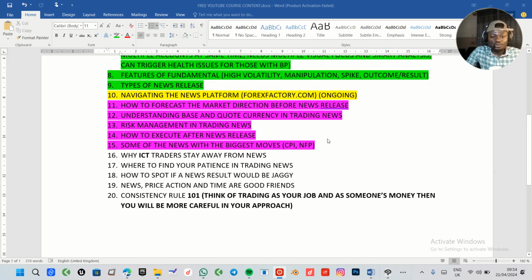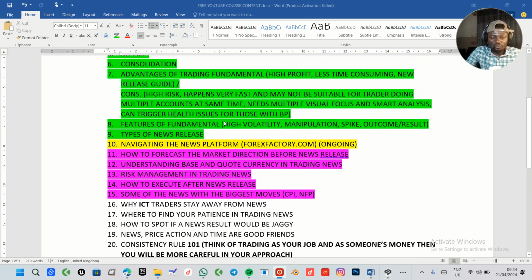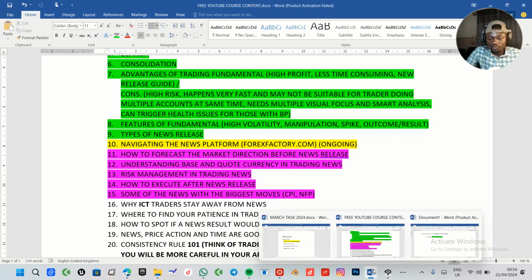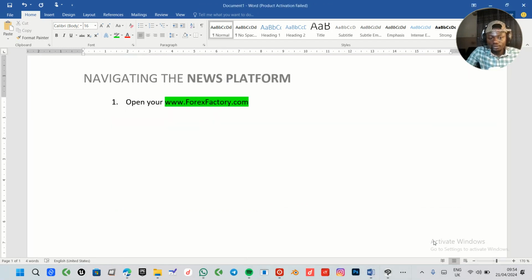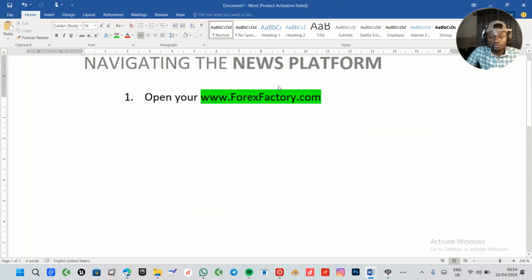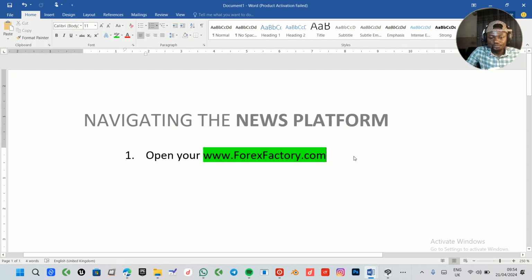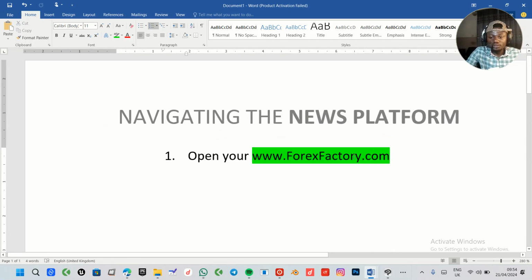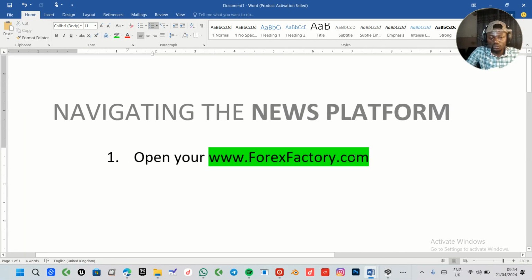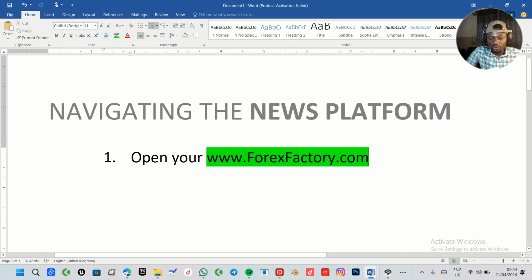And today we'll be talking about navigating the news platform. Navigating the news platform. This is what we'll be talking about today. So I want you to pay attention because it's simple, but it's a bit tricky if you don't pay attention.